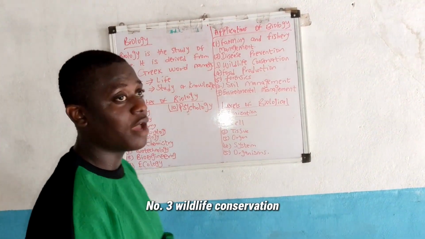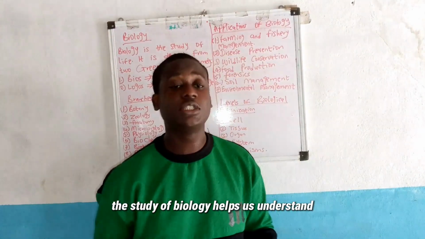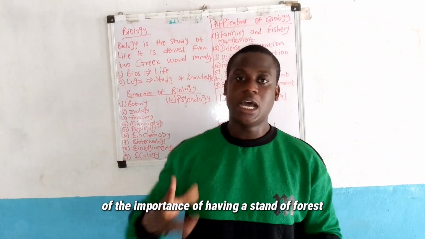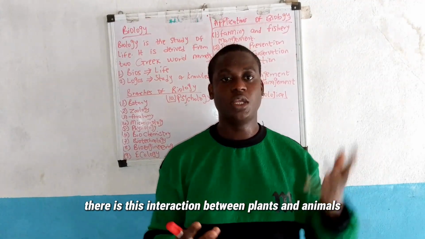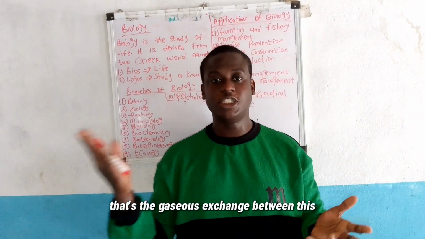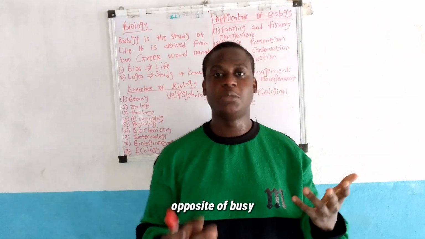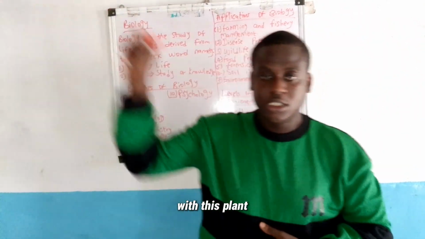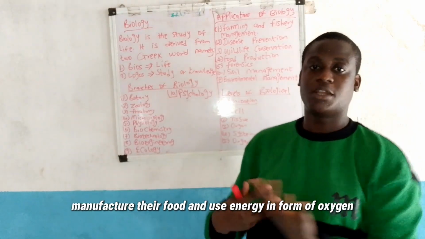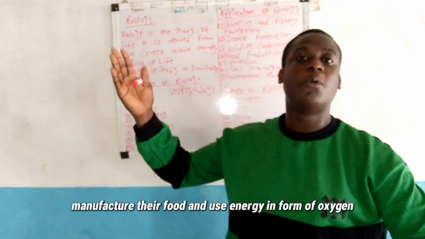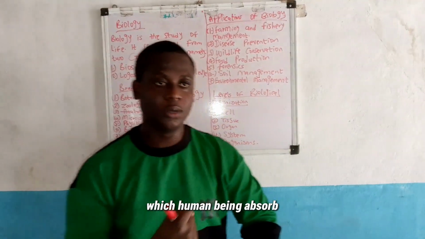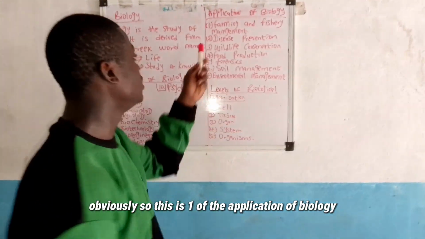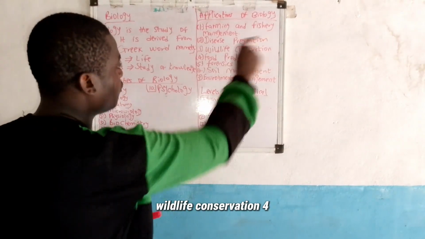Number 3, wildlife conservation. The study of biology helps us understand the importance of having a stand of forest. According to science, there is an interaction between plants and animals. That's the gaseous exchange between these organisms, in that human beings release carbon dioxide, which the plants absorb in the process of photosynthesis to manufacture their food, and release oxygen, which human beings absorb. You can see there is a mutual relationship between these organisms. So this is one of the applications of biology, wildlife conservation.